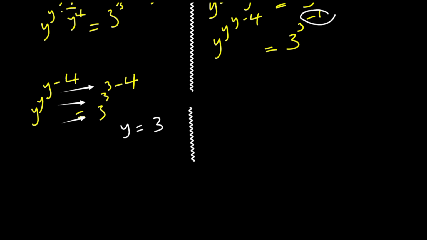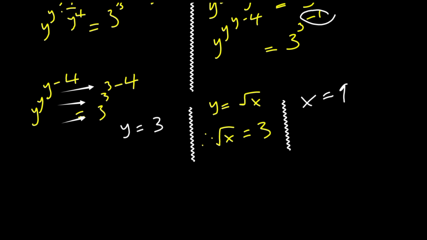And then going back to our substitution, we know that y equals square root of x, then therefore square root of x equals 3, and our final answer, x equals 9. Correct.